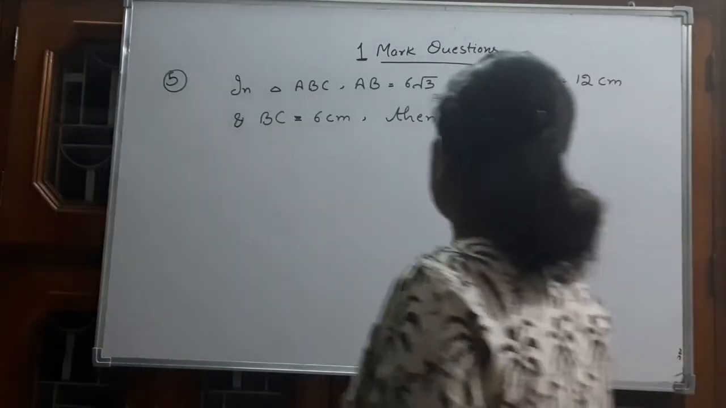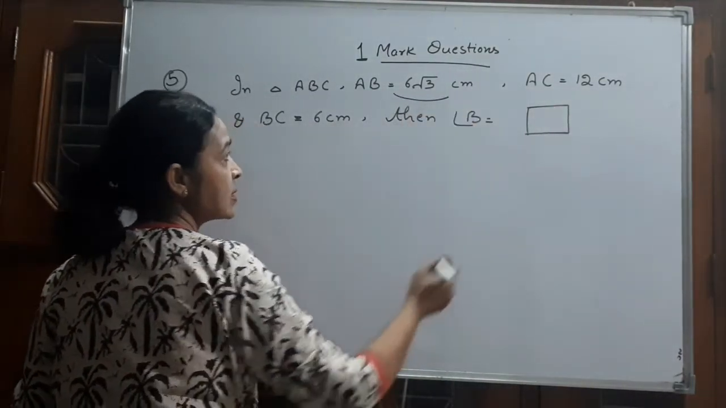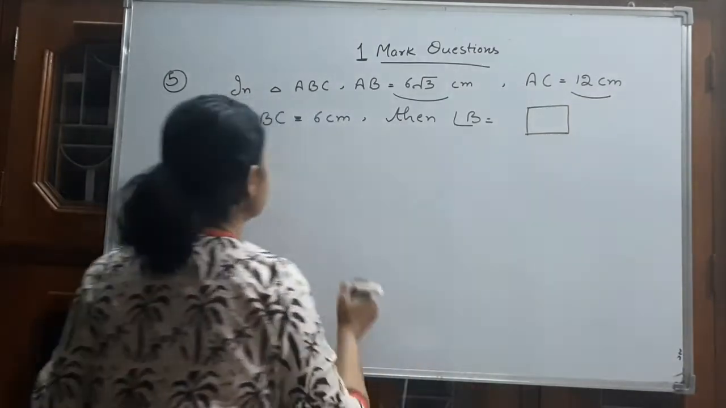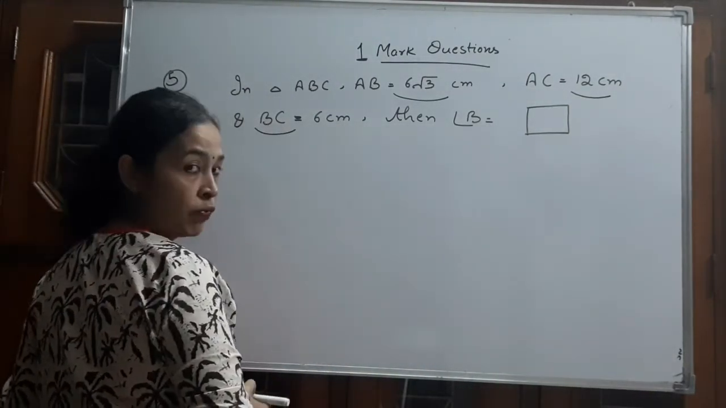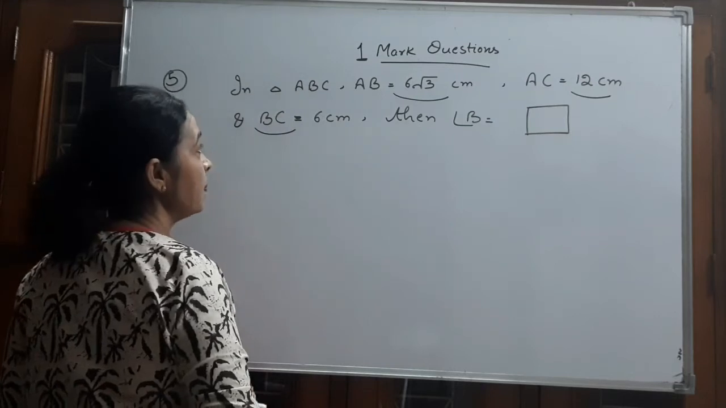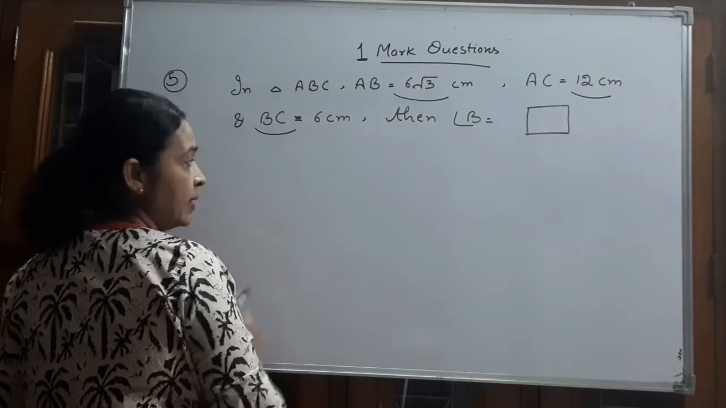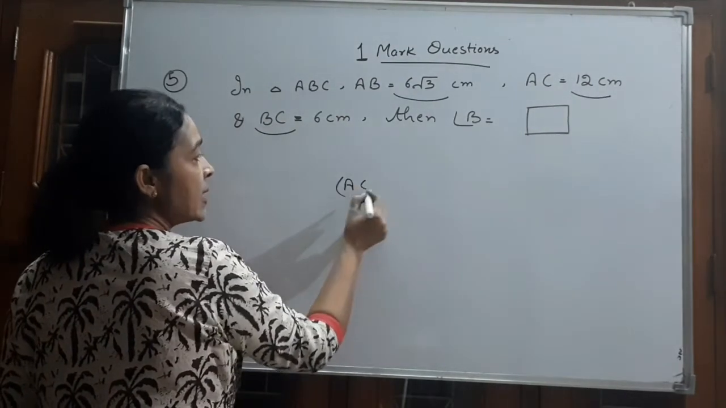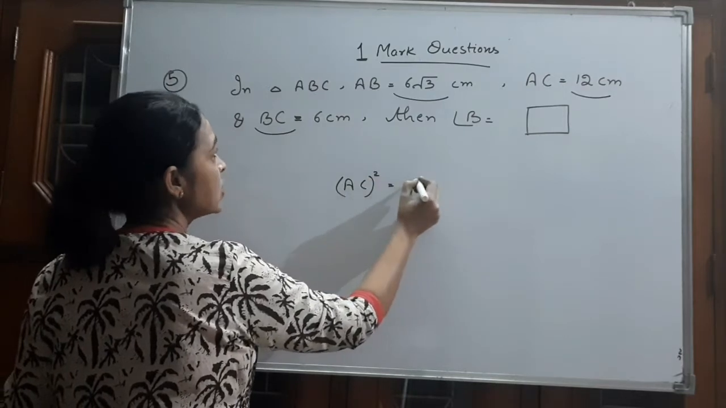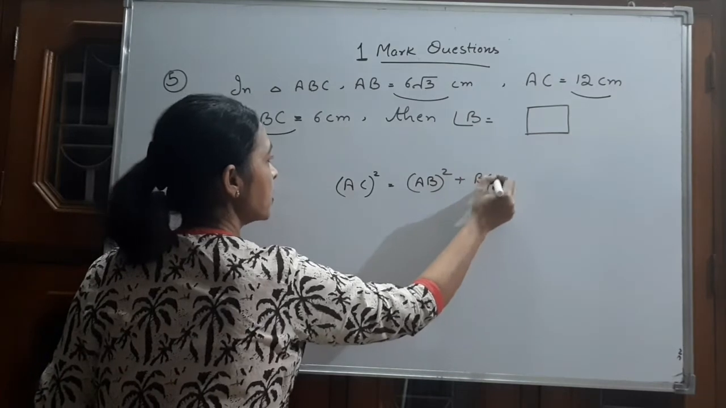In triangle ABC, AB is given 6 root 3 centimeters, AC is given 12 centimeters, and side BC is given 6 centimeters. What we have to find? We have to find angle B. Now children, AC is the longest side. Let's check by using the Pythagoras theorem. Is AC square equal to AB square plus BC square?